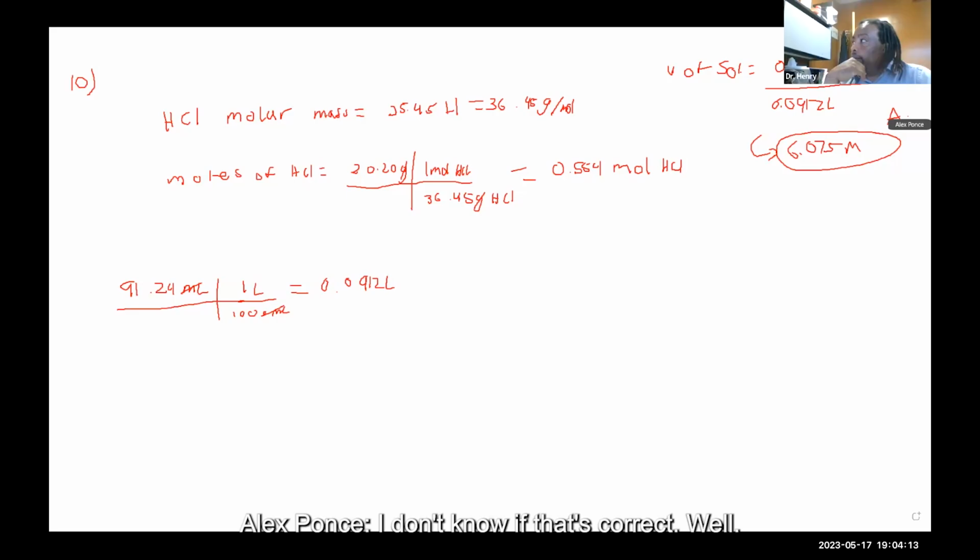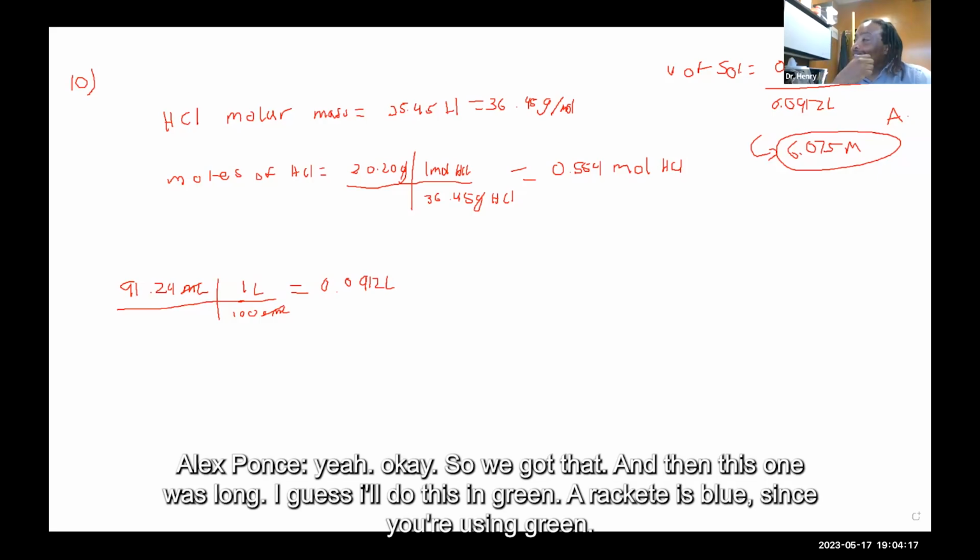I don't know if that's correct. Okay, that is correct. Well, okay. I wasn't supposed to tell you that. Well, yes. Okay, so we got that, and then this one was long. I guess I'll do this in green, or I could use blue since you're using green.